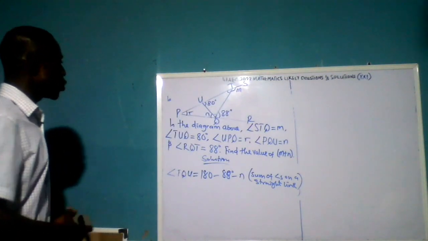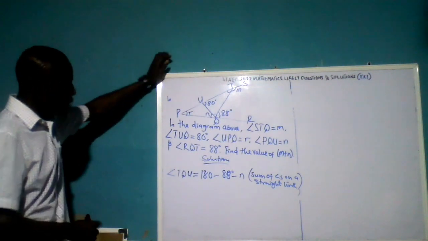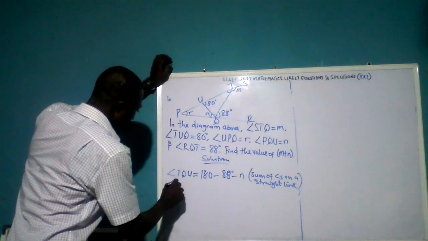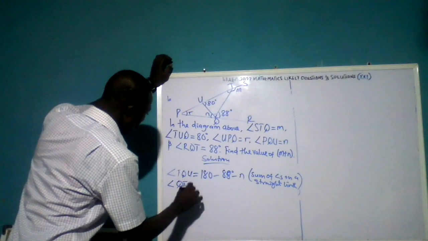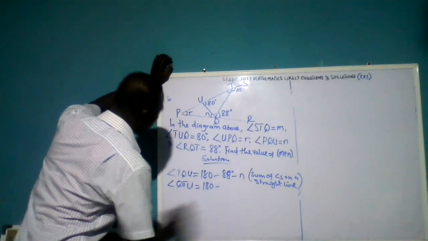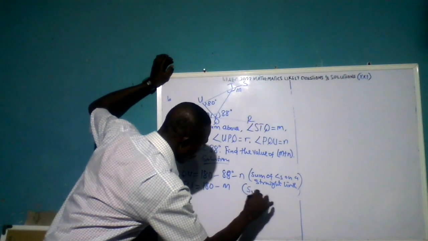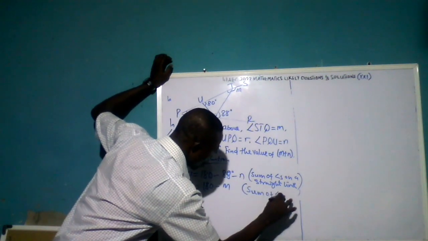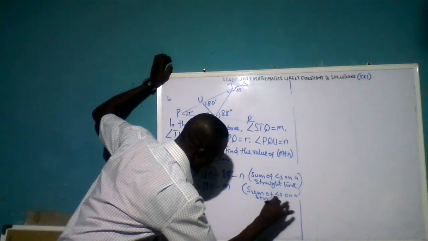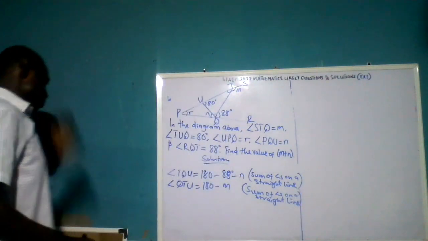Okay? Now, the next thing to do is to find this angle, that is the angle enclosed by QTU at T. In the same way we found this, the angle enclosed by QTU at T is equal to 180 degrees minus M. Same reason: sum of angles on a straight line.